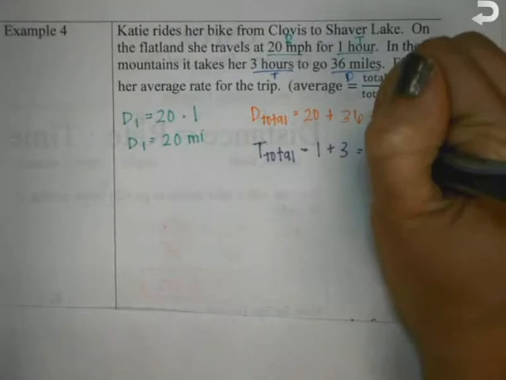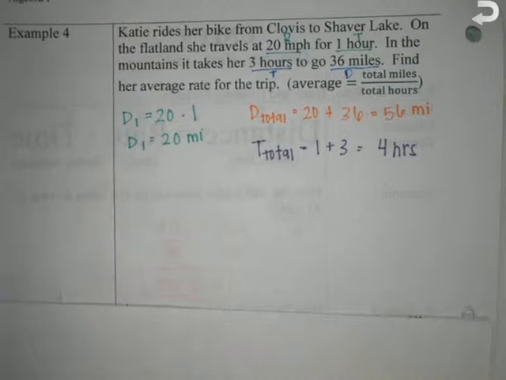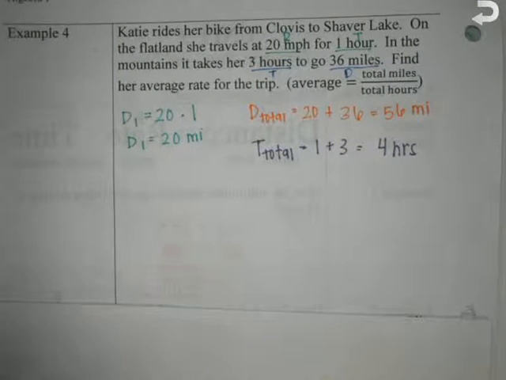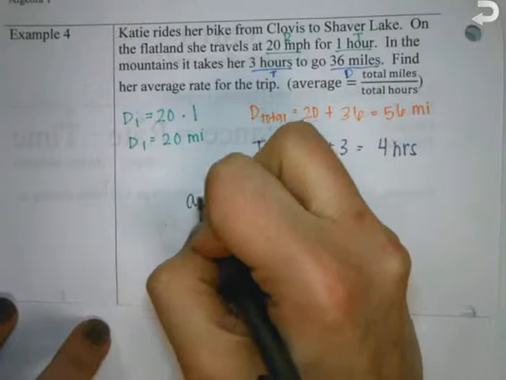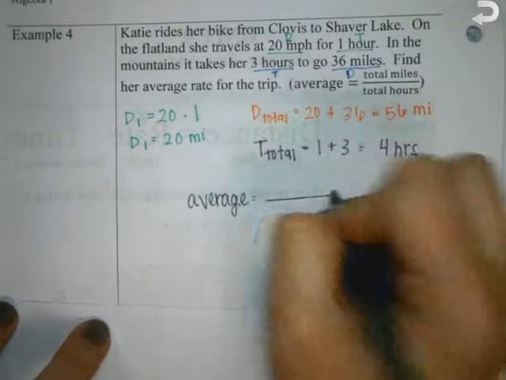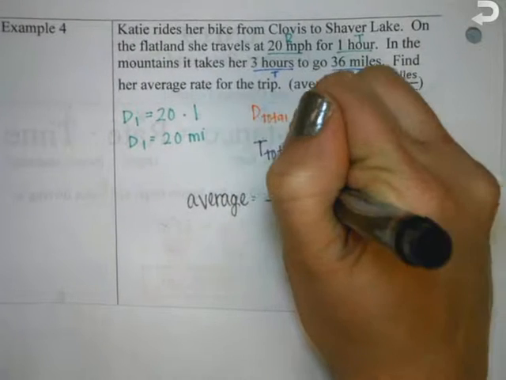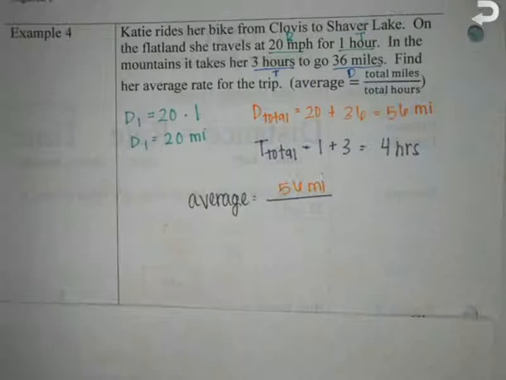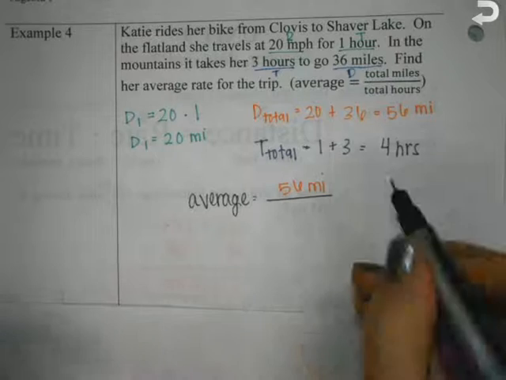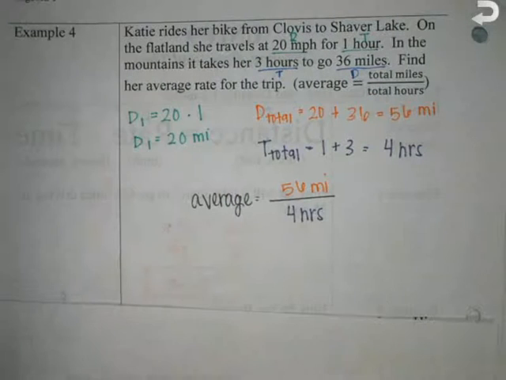Divide. So average equals total miles, which was 56 miles, over total hours, which was 4 hours. That reduces by 4. So we get an average of 14 what? Miles per hour. Good.